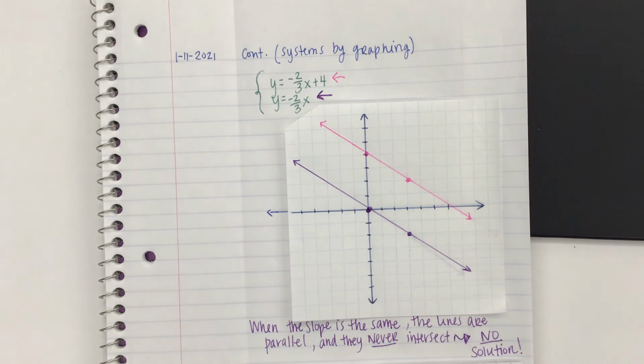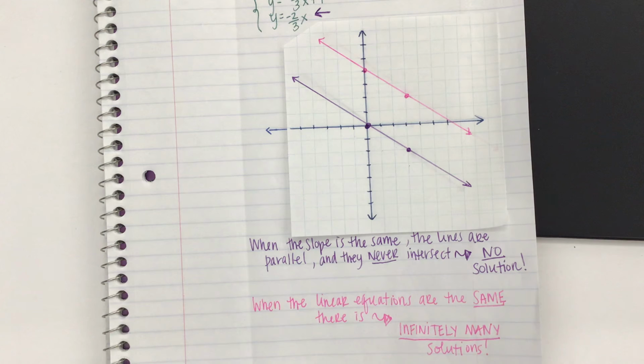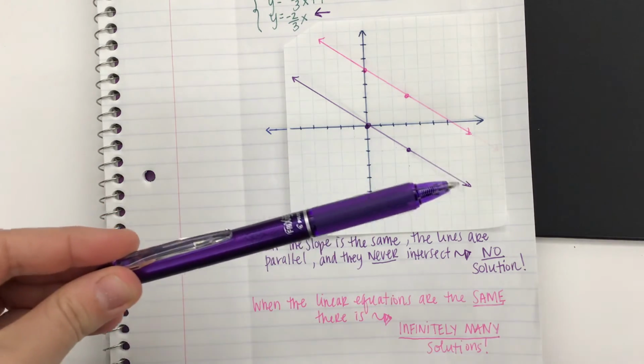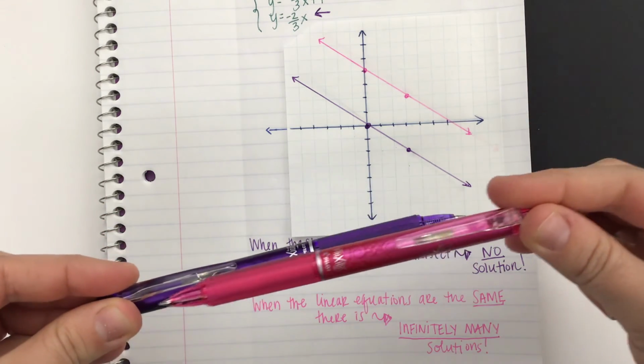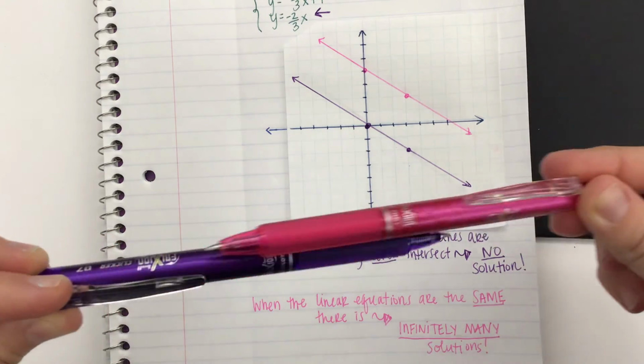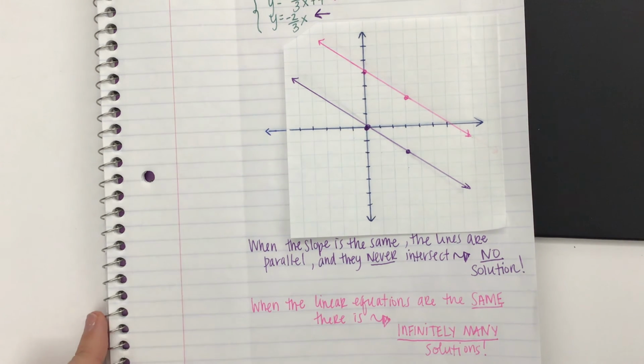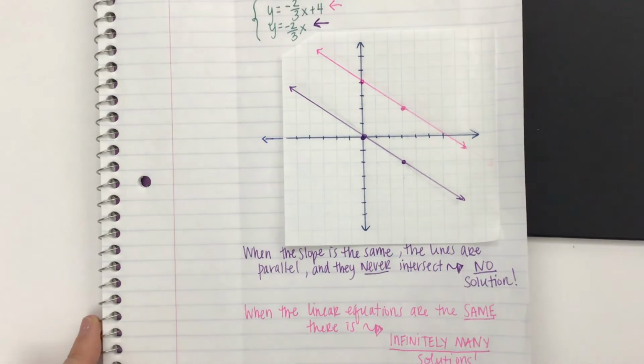And the last thing I wanted to show you is this, okay? When the linear equations are exactly the same, that means you have a line, and then you have a second line that falls right on top of this line. Therefore, your lines touch at every single point on this line. And when they intersect at every single point on that line, that means your solution is everything. So you have infinitely many solutions. Again, feel free to pause at any point.